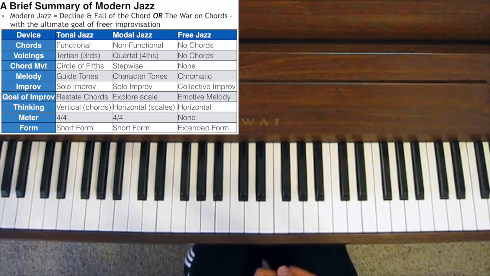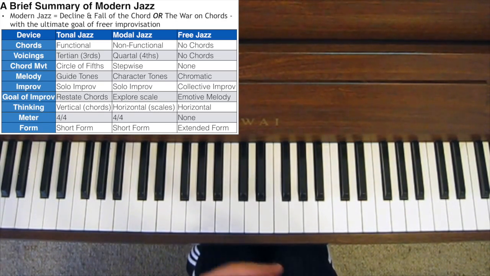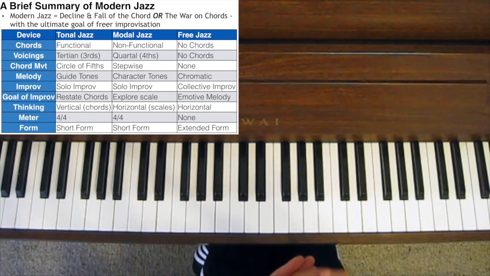Now, in a way, modern jazz can be characterized as the decline and fall of the chord, or a war on chords, with the ultimate goal being freer improvisation. So swing jazz is tonal, and in the 1940s, jazz musicians took swing music and made it faster and more harmonically complex and created bebop, but it was still tonal.